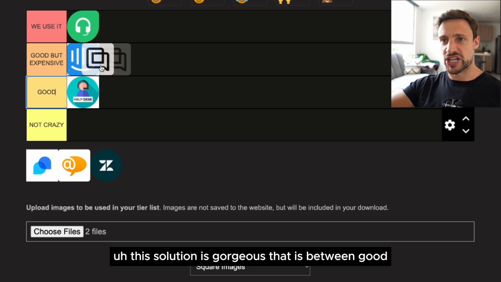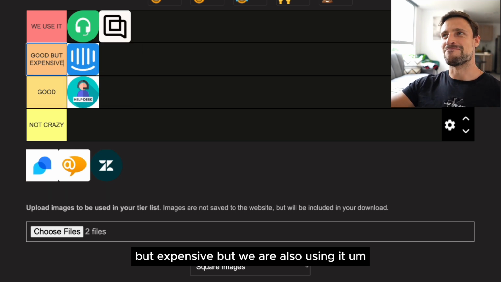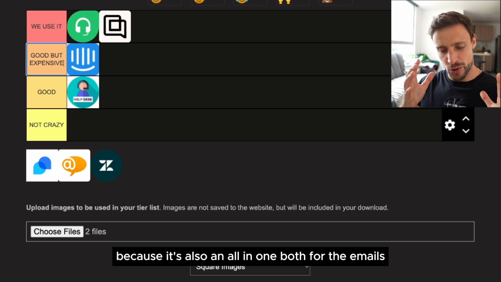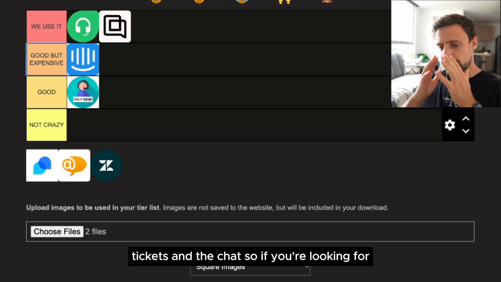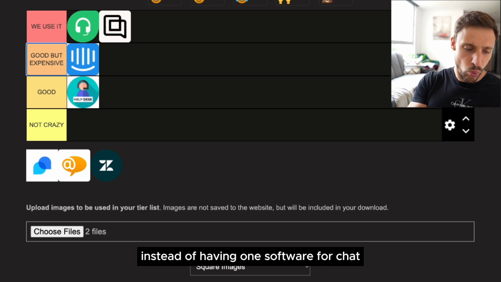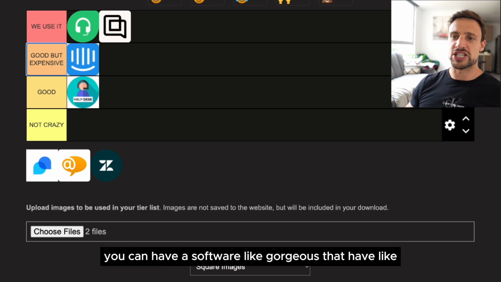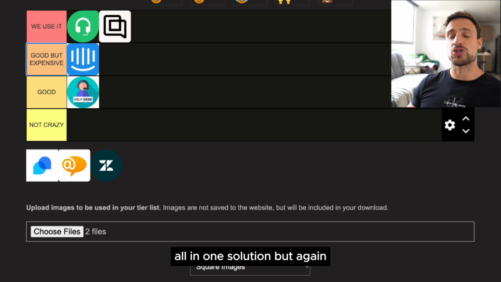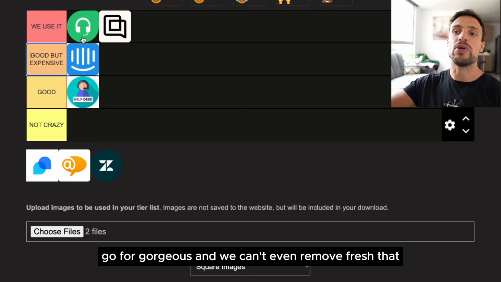Gorgias is good but expensive, but we are also using it because it's an all-in-one, both for the email tickets and the chat. So if you're looking for, instead of having one software for chat and one software for email, a software like Gorgias that has an all-in-one solution, but again, it comes at a price. So if you have the budget, go for Gorgias, and we can't even remove Freshdesk.